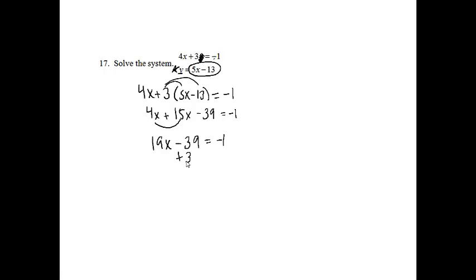I now will add 39 to both sides. So I'll get 19x is equal to 38. And then I'll divide both sides by 19, and I'll get x is equal to 2. Please remember we're only halfway done with the problem.